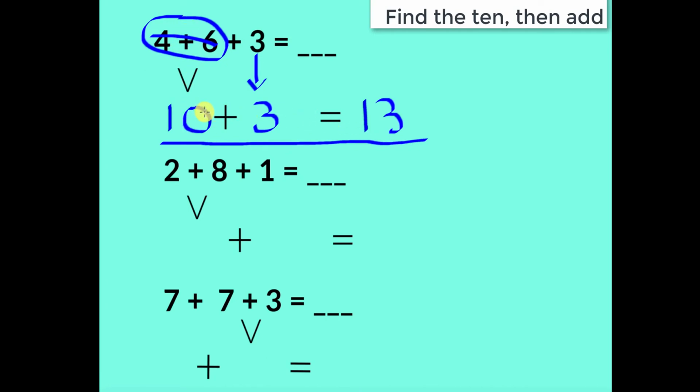So we know after we find the 10, we bring it down on our new math sentence, and then we find what is the remaining number. Or not find, but we just see with our eyes what is the remaining number. The remaining number was 3. Then we just simply bring that down, and now we have a brand new math sentence. Then you add normally with the two numbers.